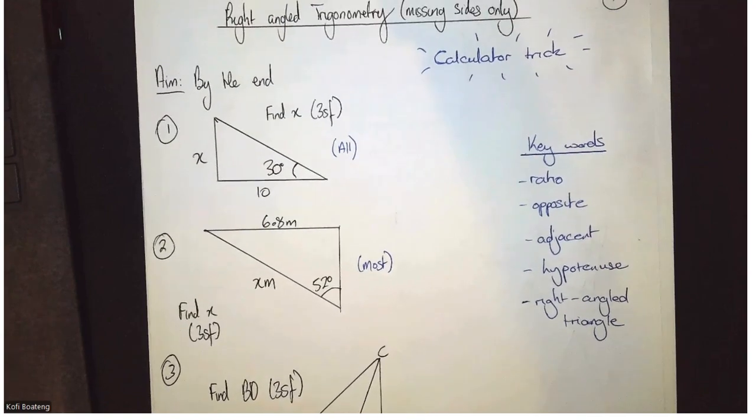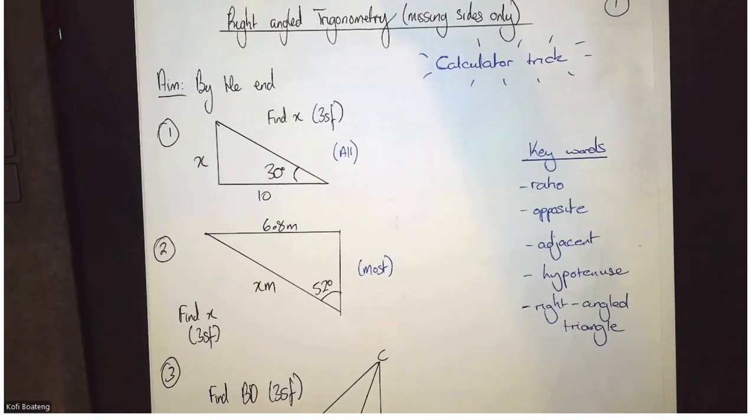Now, there are some key words you need to be aware of throughout the entire video. I may not get round to explaining them, but you do need to understand what these are. I will explain what opposite, adjacent, and hypotenuse are, and we should be aware of what a right angle triangle is.